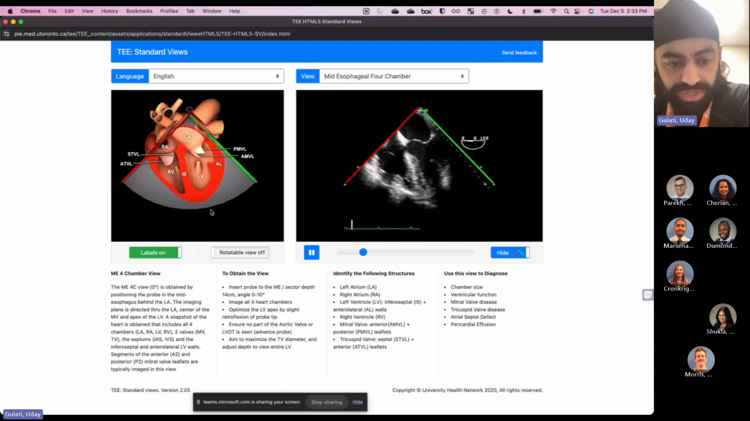Any questions about this one? Pretty straightforward. Transthoracic echo, the easiest one to get because you literally get it as soon as you advance in. Very little maneuvering required.